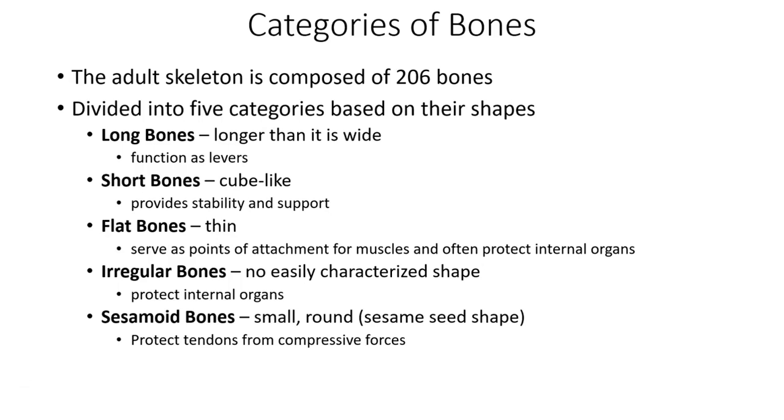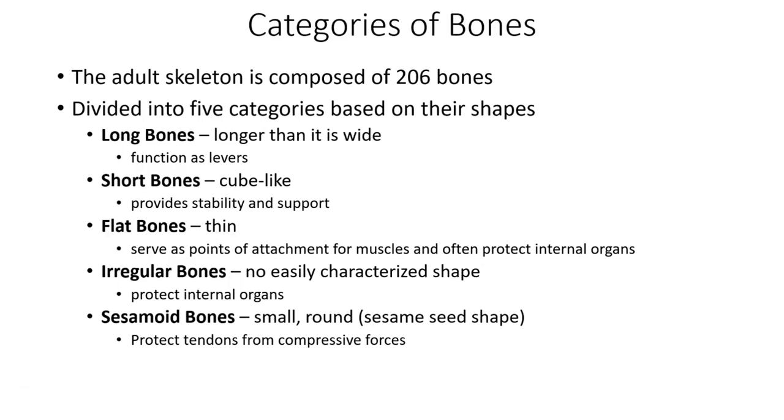Next is flat bones. The name is pretty self-explanatory here. These are going to be thin bones. These can serve as points of attachment for muscles, and then they often also protect internal organs here. These aren't perfectly flat. These can be curved. The flat refers more to the fact that they are thin.